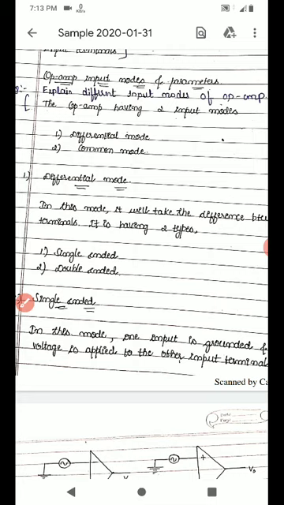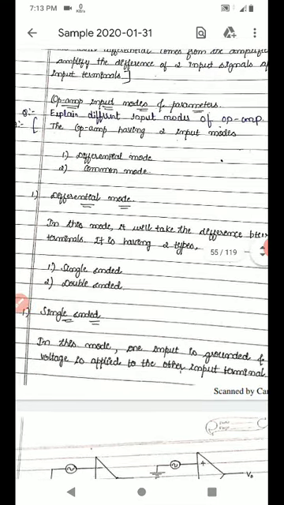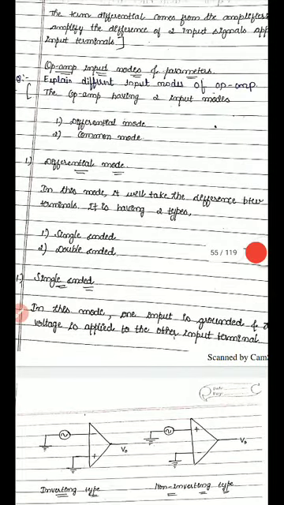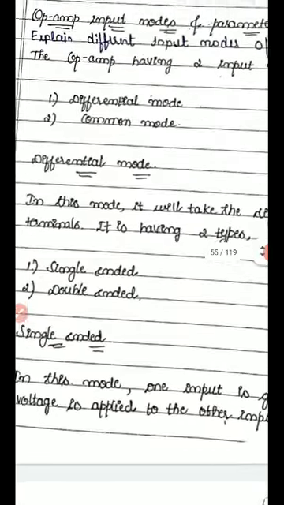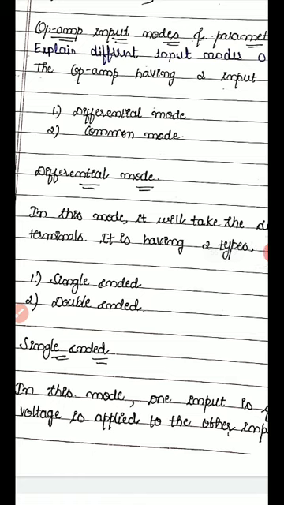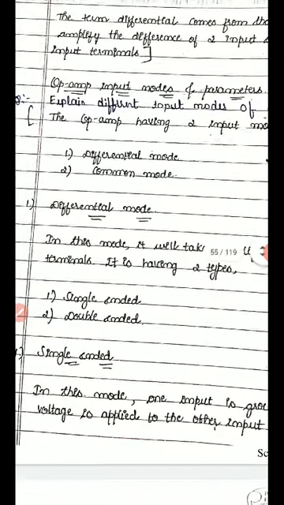Coming to the first one, differential mode: as the name indicates, it has to take the difference between the two inputs. That's why it is called differential mode, and those two inputs are different. The second one is common mode. In the common mode, as the name indicates, both the inputs have the same phase, frequency and amplitude, that is, common. Hence it is called common mode.